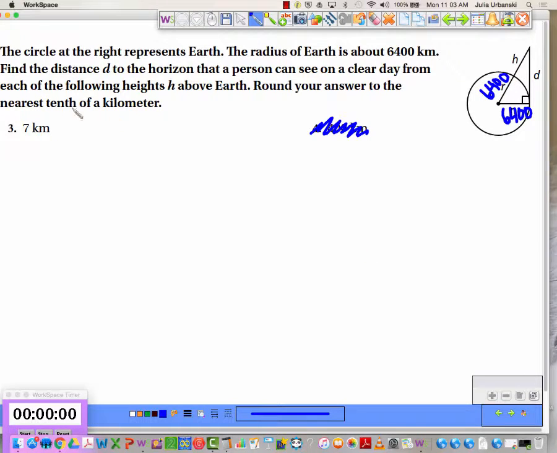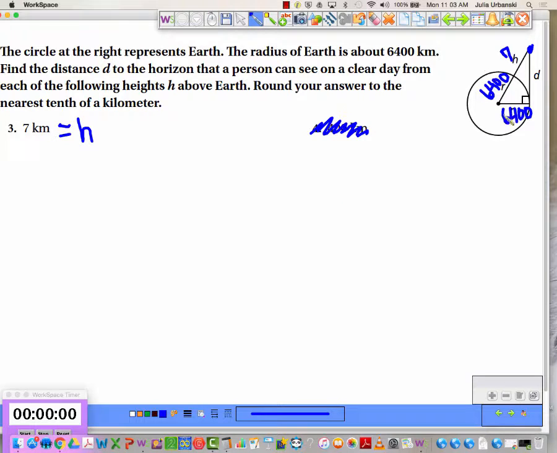Now they say find the distance D to the horizon that a person can see on a clear day standing h feet above the Earth. So here's the person right here, okay? They're saying that they're standing h feet above the Earth. And in number 3, the example they gave us, that's h. So the person is standing 7 kilometers above the Earth. They want to know what's the distance they can see. If you're standing up on a mountain, how many kilometers can you see to the curvature of the Earth? Okay, so you can't see anymore.